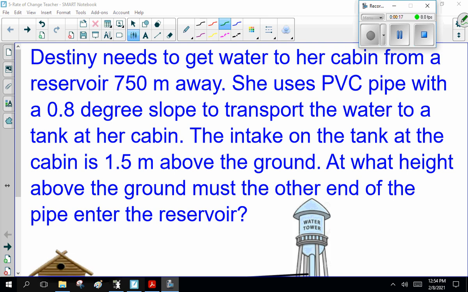Review before we move on. Jessica needs to get water to a cabin from a reservoir 750 meters away. She uses PVC pipe with a 0.8 degree slope to transport the water to a tank at her cabin. The intake of the tank at the cabin is 1.5 meters above the ground. At what height above the ground must the other end of the pipe enter the reservoir?